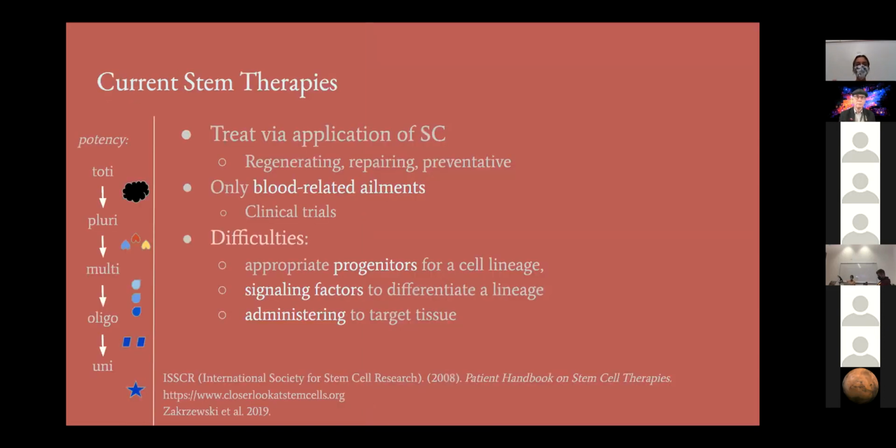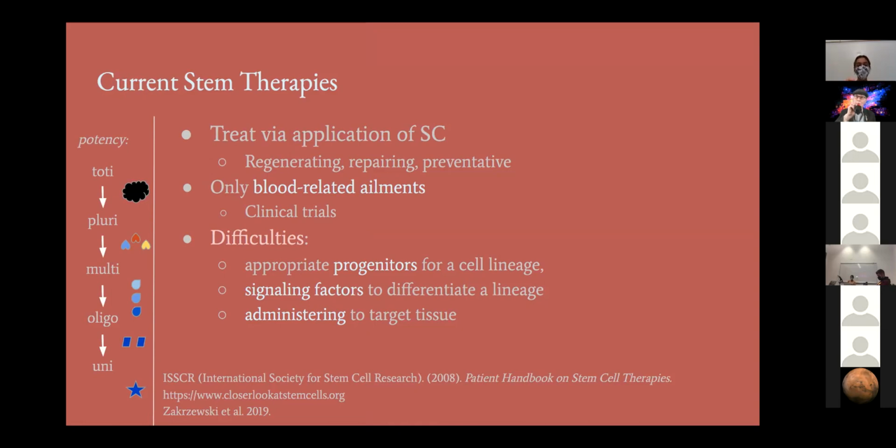Stem cell therapy is the big target of doing stem cell research. This is the application of stem cells for regenerative, repairing, and preventative treatments in medicine. Currently, we only have stem cell therapies available for use in blood-related ailments, but we do have other things in clinical trials.